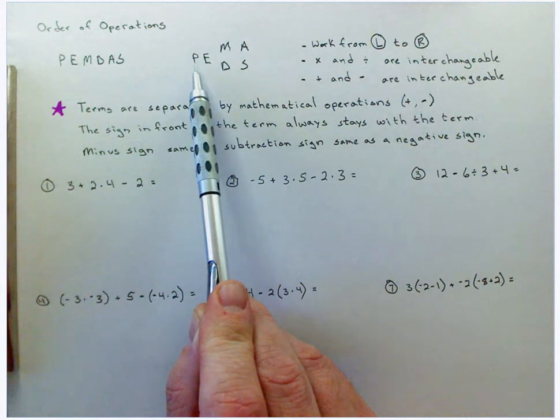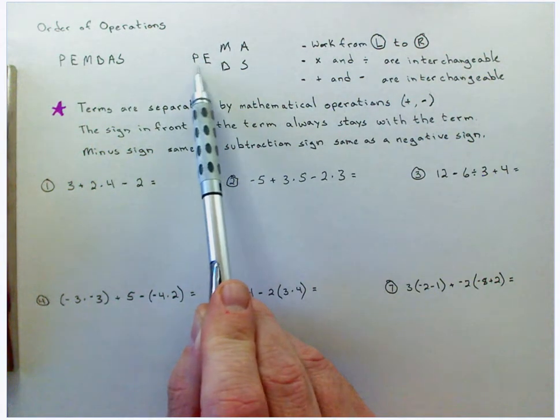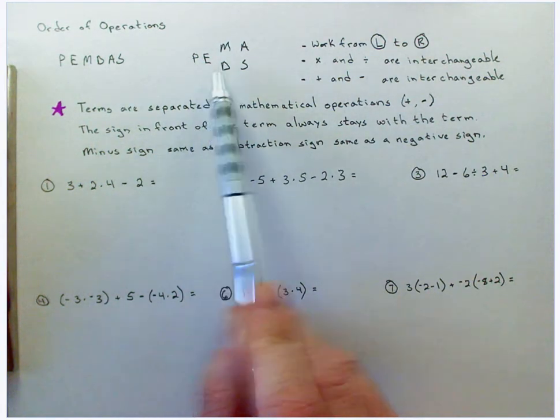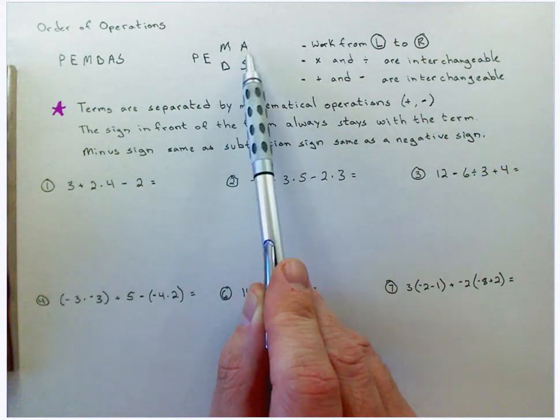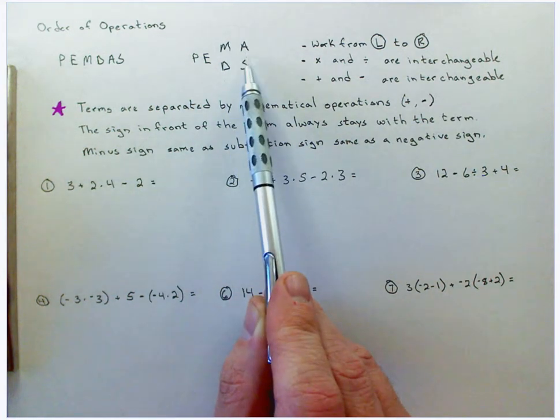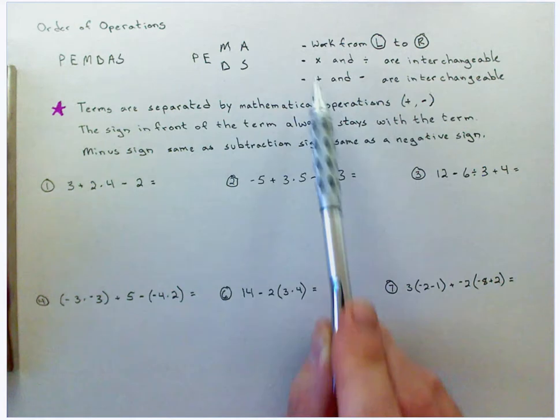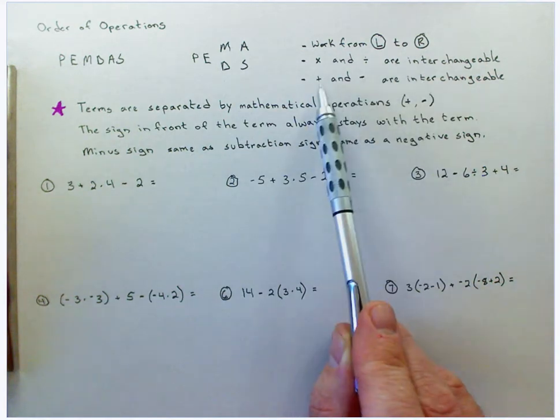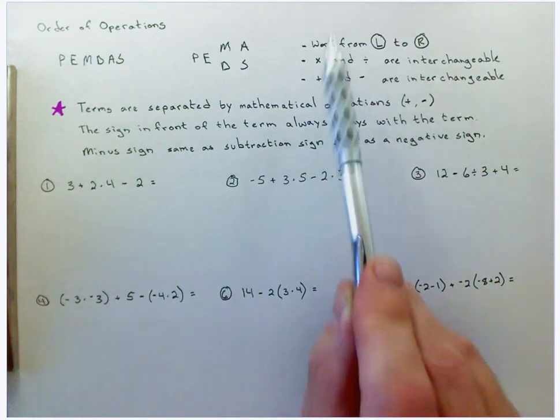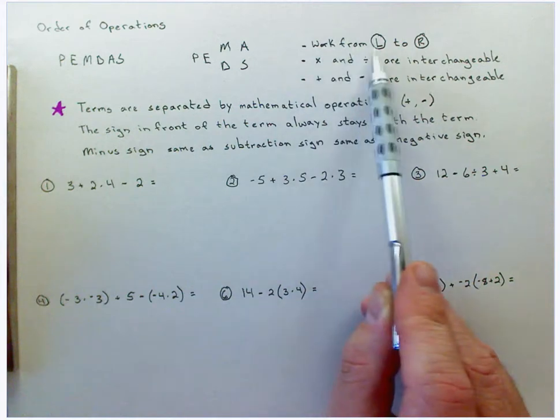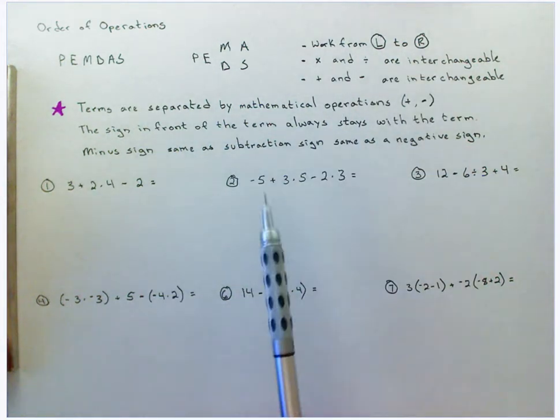PEMDAS can actually be viewed as parentheses, exponents, multiply and divide, add and subtract, because multiplying and dividing are interchangeable, and adding and subtracting are interchangeable. And we work from left to right in our problem.